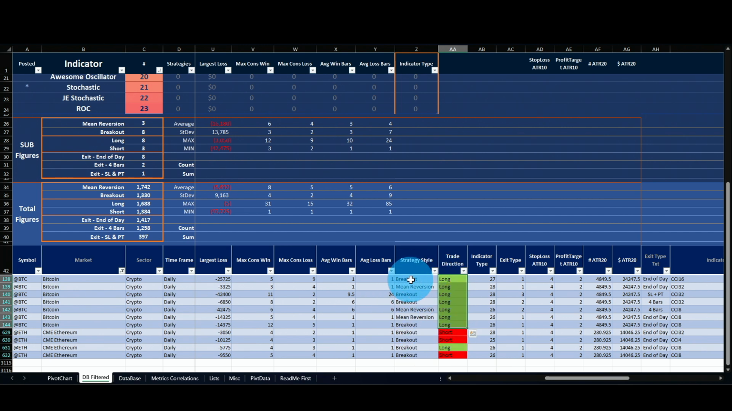Now, out of the 7, I have 4 breakout strategies and 3 mean reversion. Now, since I do a lot of mean reversion strategies, I decided to do a breakout strategy.